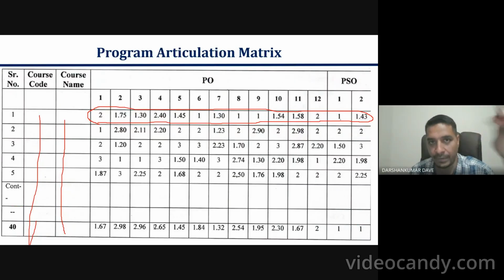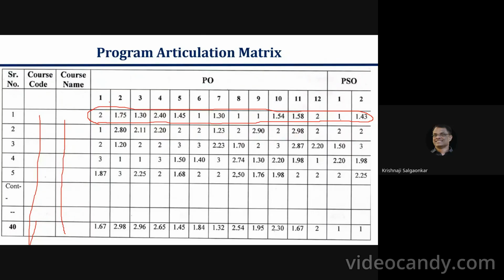What is not fine? What is not okay? If there is a column totally blank, for example, say PO4 has no number below it in that column, that is not fine. It means that there is no course which attains your program outcome 4. So how will you attain your program outcome 4? A whole blank column is not accepted at all. Is that clear?